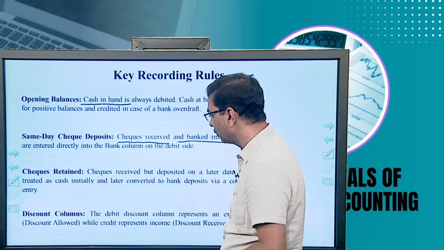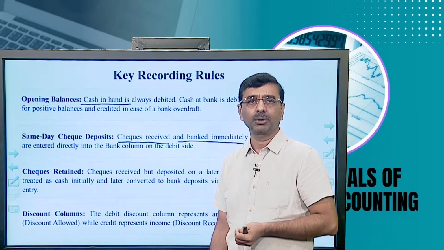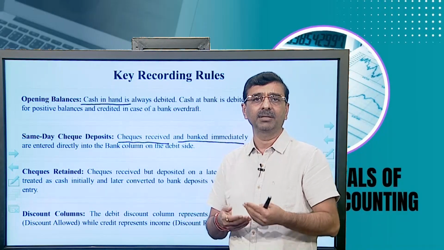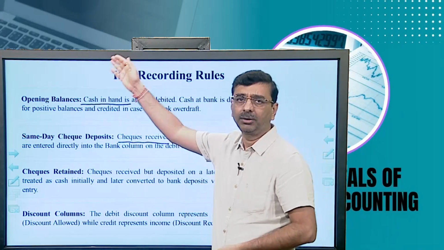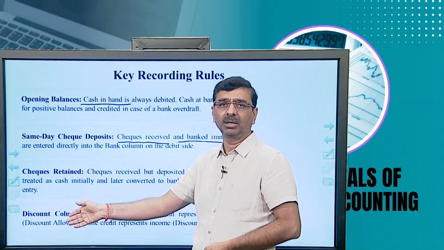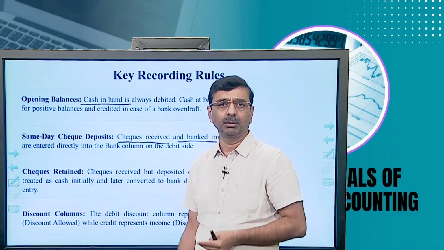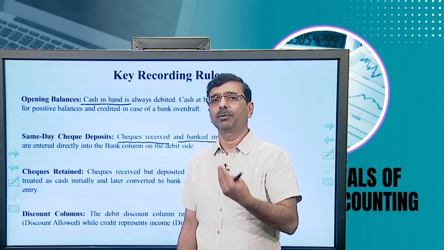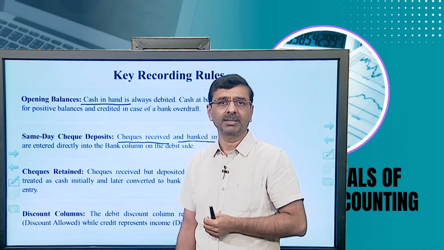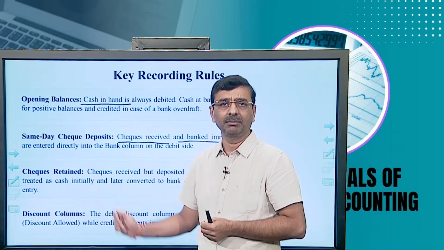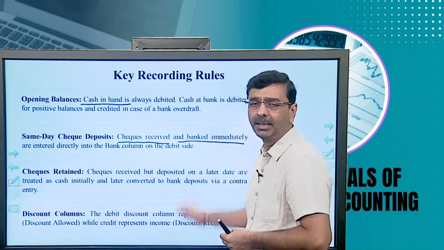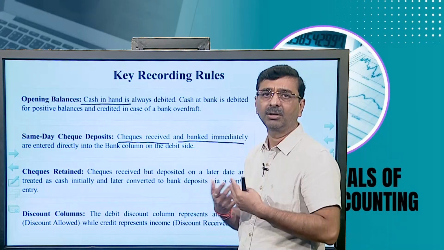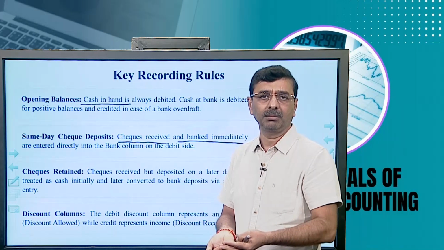And the discount column, as we already discussed, is for any kind of discount allowed, which will be recorded on the receipt side. Discount allowed is given to the customers, or maybe to the person who actually settled his account. So write down the discount allowed on the debit side, and any kind of discount received at the time of payment made by you.